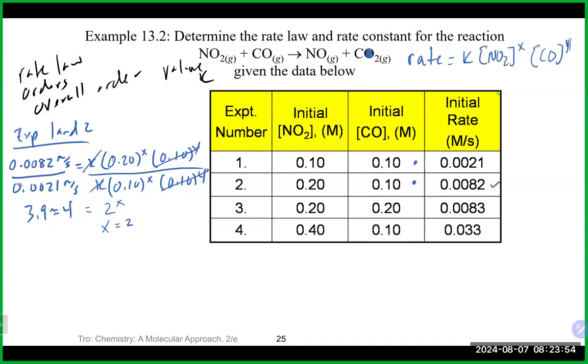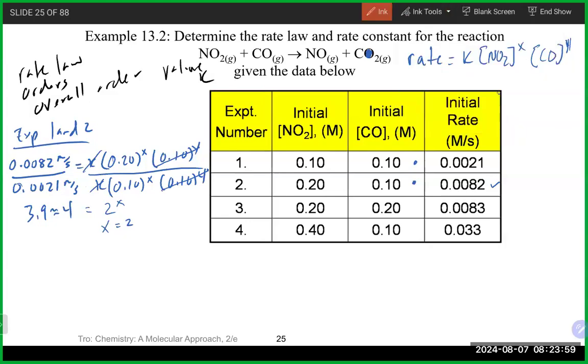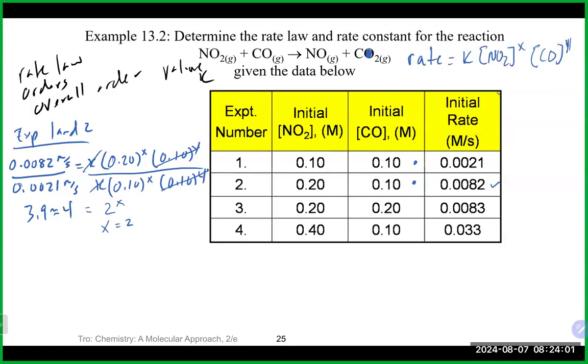Now that we kept CO constant, we then want to go back and keep the NO2 constant. It looks like in this case, we can go with 2 and 3. And by the way, we could also have done on the first one, 1 and 4, or 2 and 4 as well. It should come out basically the same. So we're going to look at experiments 2 and 3.